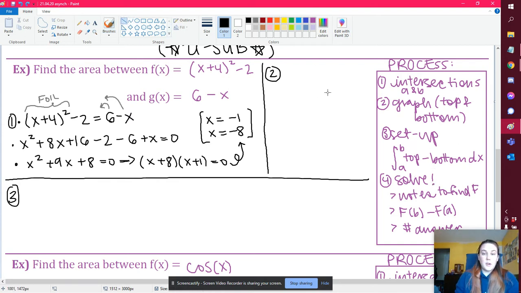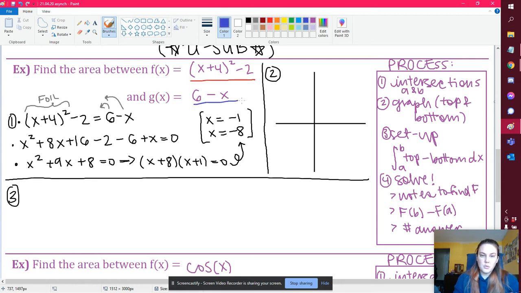Okay, 2, we're going to graph these. Again, I'm doing this one by hand, and I'll do the next one with Desmos. Actually, I'm going to use Wolfram Alpha because it's a better website, but here we are. But I'll do this one by hand. We want to graph these two to find which one's the top and the bottom. I'll make this one red. I'll make this one blue.